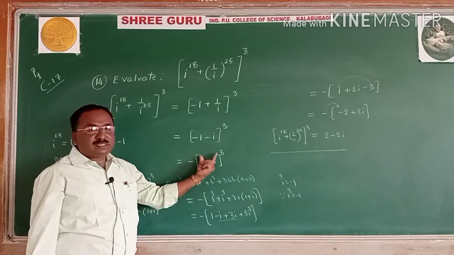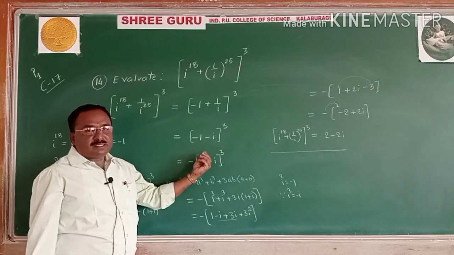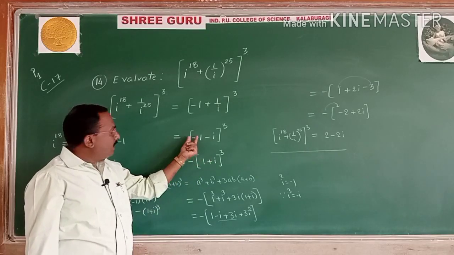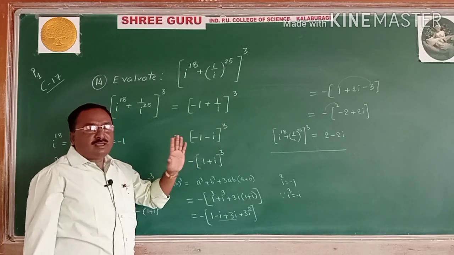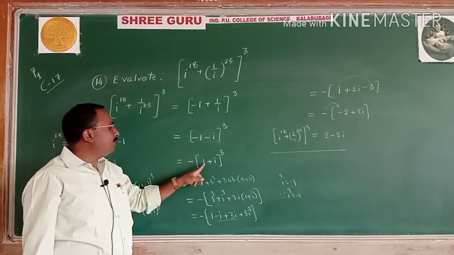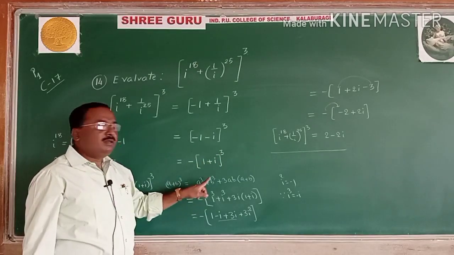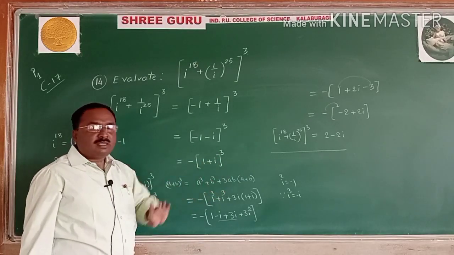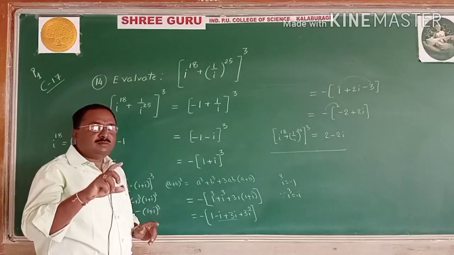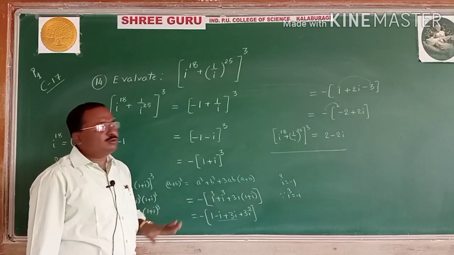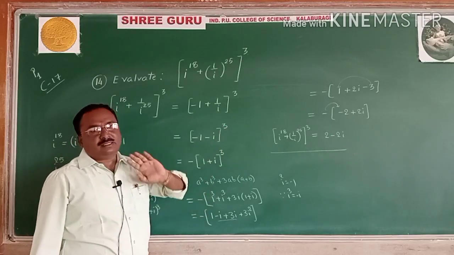Minus taking common, a plus b whole cube formula. Otherwise, if minus is kept as it is inside, use the a minus b whole cube formula; otherwise, taking minus common, simply use the a plus b whole cube formula: a cube plus b cube plus 3ab into (a plus b), otherwise a cube plus b cube plus 3a square b plus 3ab square. Both mean the same. Substitute and you will get the answer.